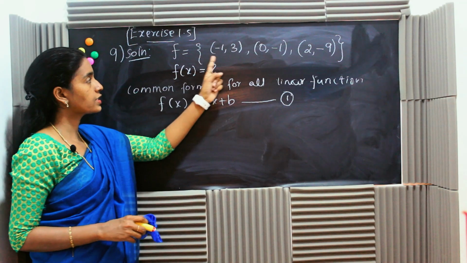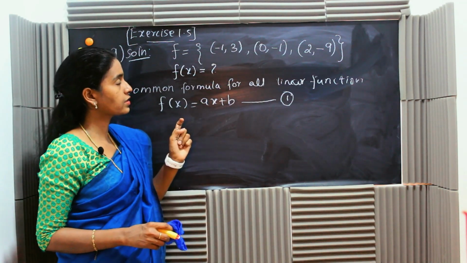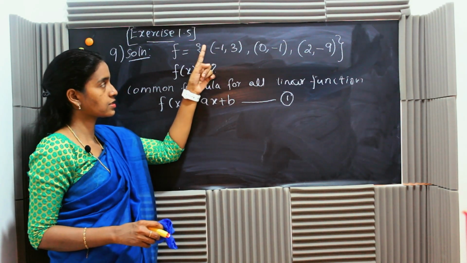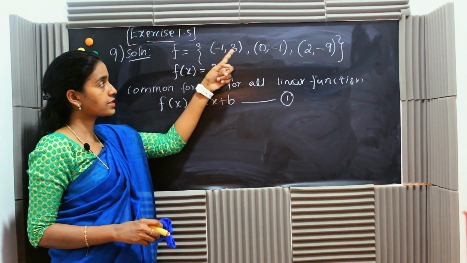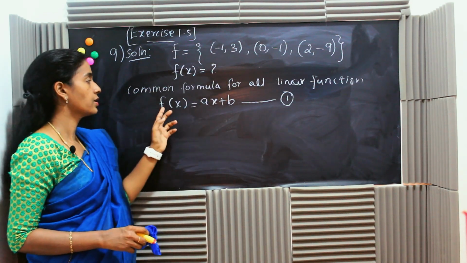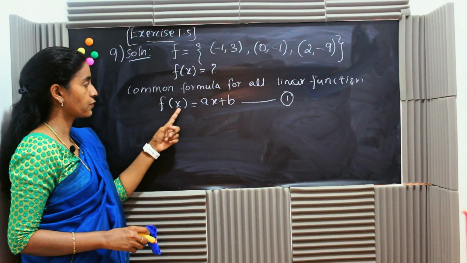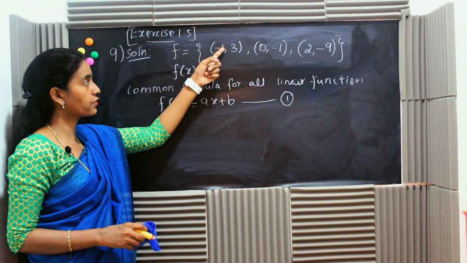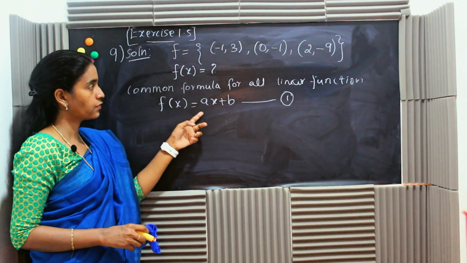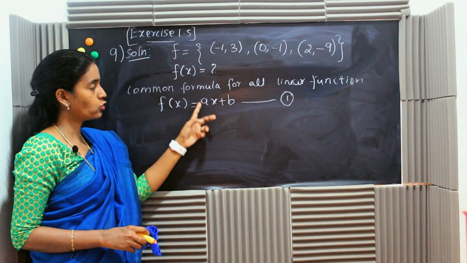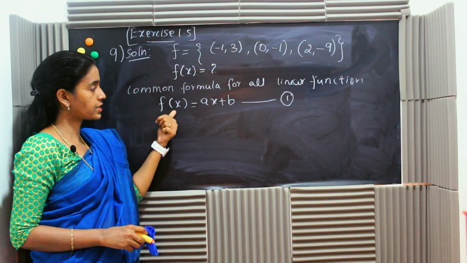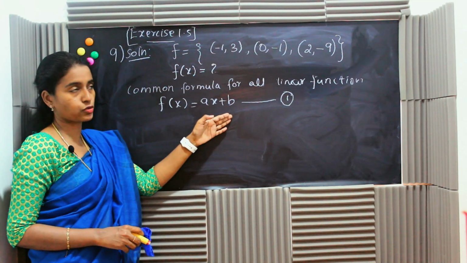So here these 3 points will be representing pairs: the first point in each pair represents input, the second point represents output. We can say x and y. Let's say if the input is x, if you are substituting -1 for x, we will be getting the value of ax plus b as 3. Let's say x is input, ax plus b is output.